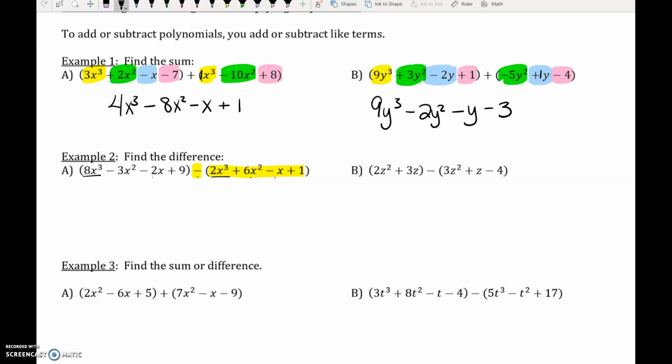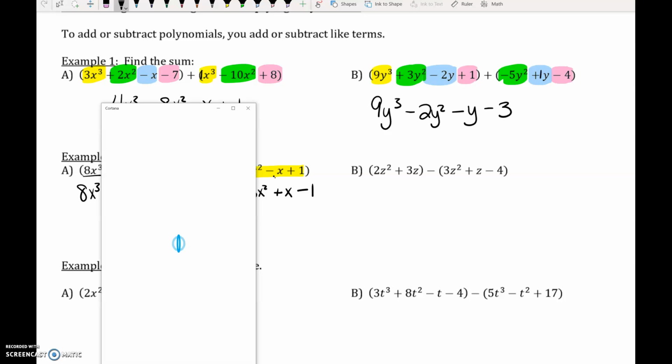So what I find to be helpful is when I copy these problems down onto my own paper, I go ahead and distribute that negative. So that's actually a negative 2x to the third, a negative 6x squared, a positive x, because minus a negative is a positive, and a negative 1. Once you distribute the negative, then you can treat it just like example 1 and combine your like terms.